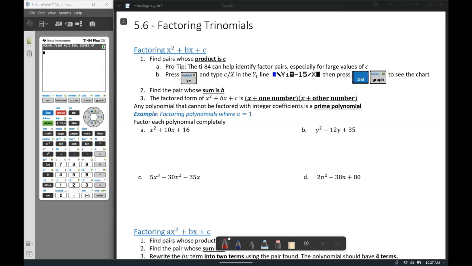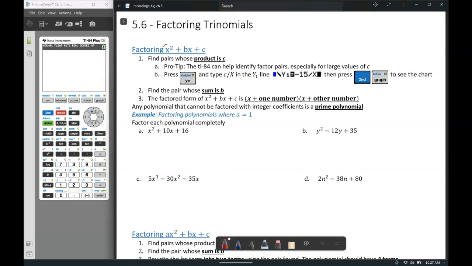Today what we're going to do is look at factoring trinomials, and we're going to take it in two parts. The big difference when we're factoring trinomials is looking at the leading coefficient, whether it's 1 or anything other than 1.